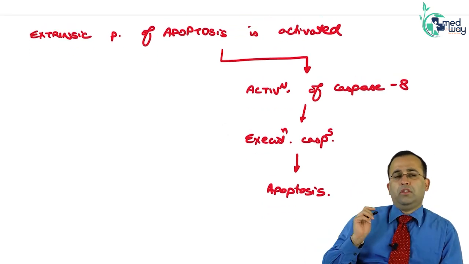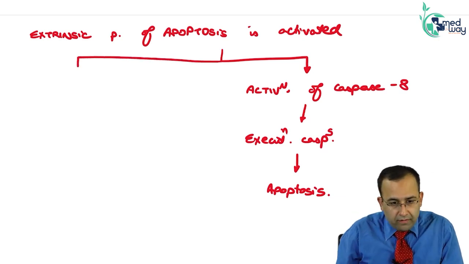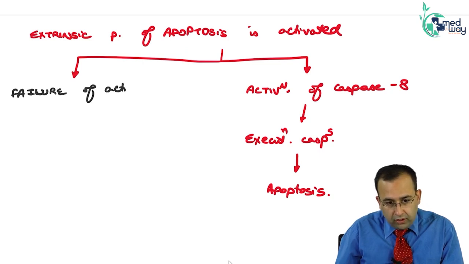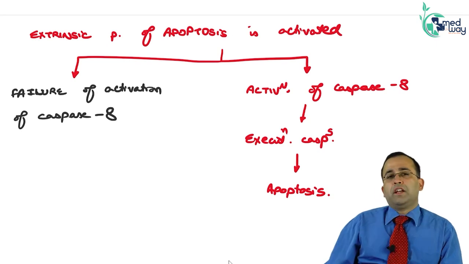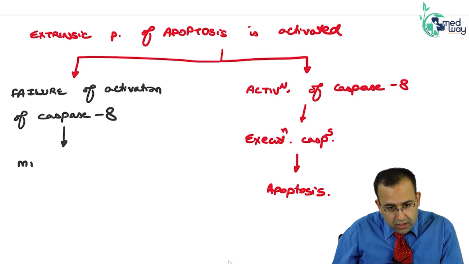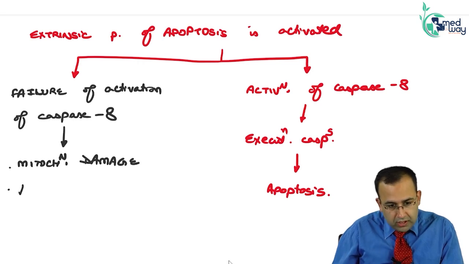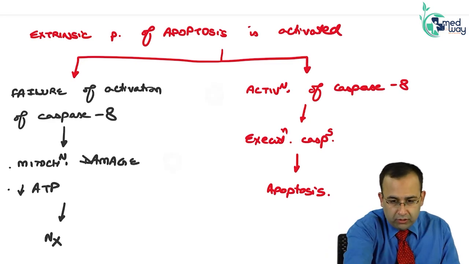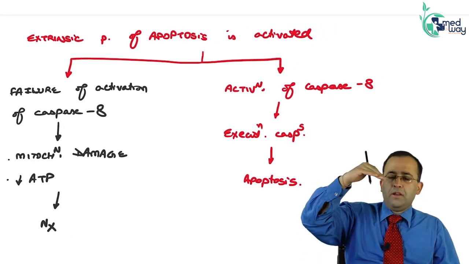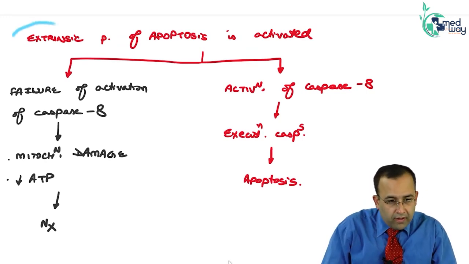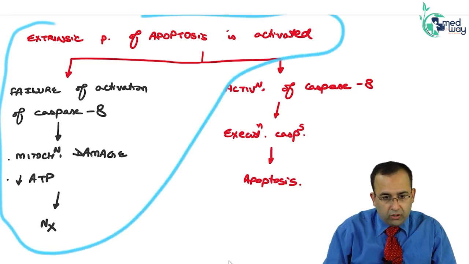This is normal, you know this. But suppose there is failure of activation of caspase 8. Because of failure of activation of caspase 8, this in turn is associated with mitochondrial damage and reduced ATP, in turn leading to necrosis. So what started as apoptosis ends as necrosis. This is called necroptosis.